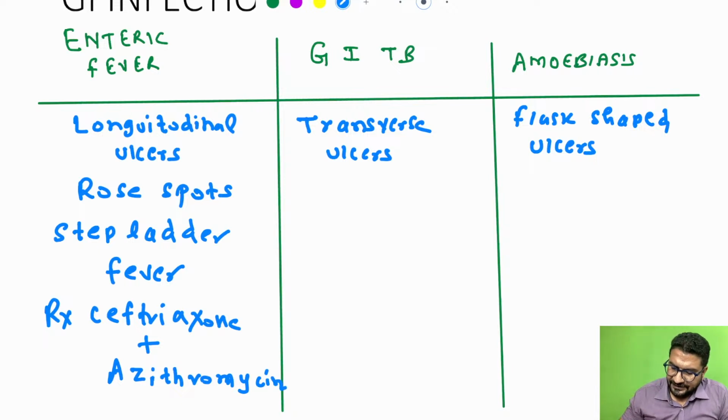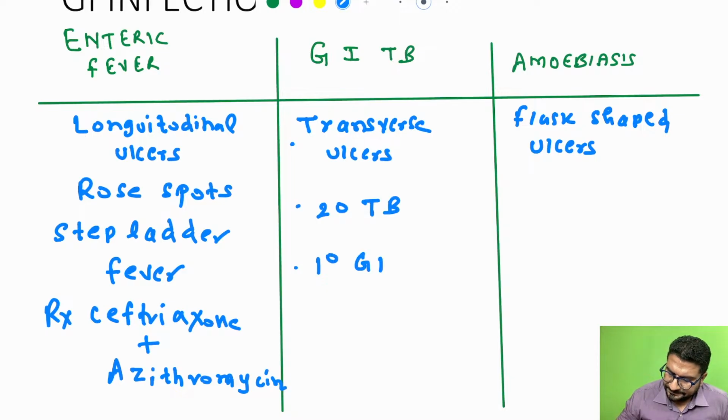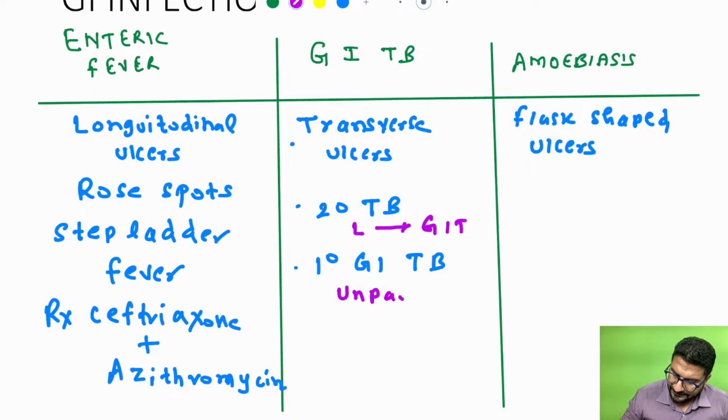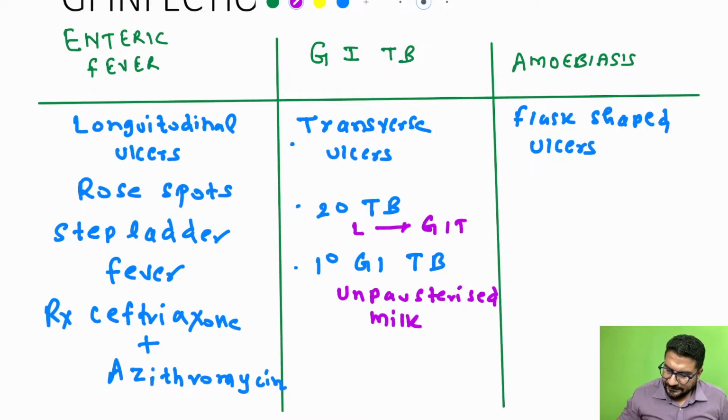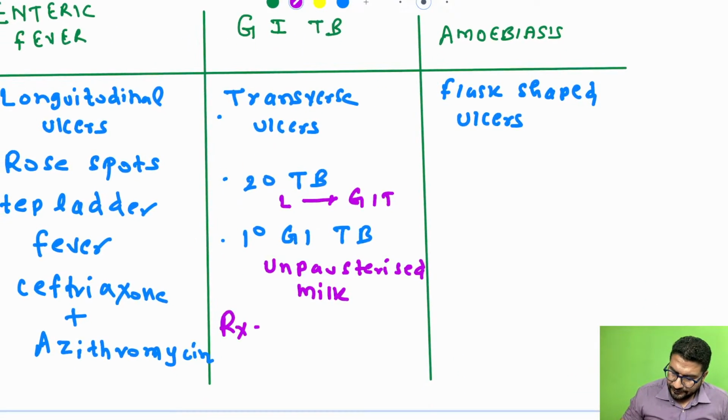Now GITB, understand the most important reason. It is either a secondary TB. Secondary TB means पहले पेशेंट को लंग का टीबी होता, but now that TB has migrated to GIT, or it could be a primary GITB. So secondary means it was a lung TB which has now migrated to GIT. Primary GITB is seen because of unpasteurized milk. In the treatment part, how you will treat this, you will use ATT. Treatment will be the same. जो आपको TB का treatment करना है, same treatment यहाँ पर दोगे.